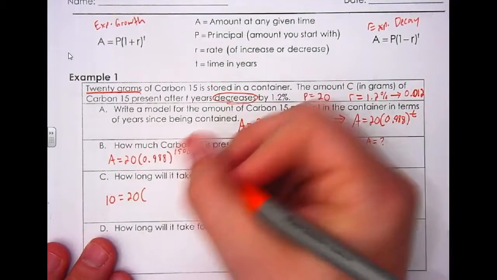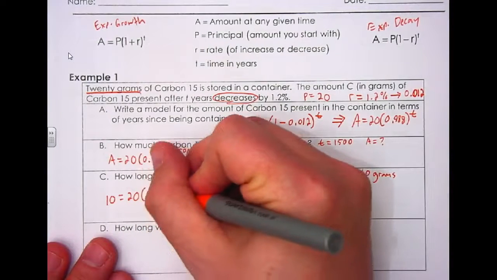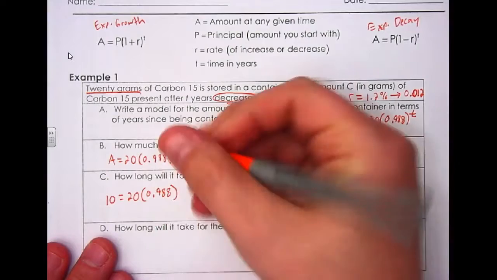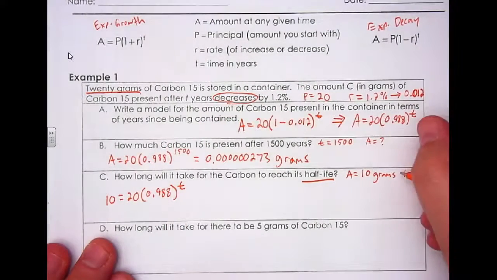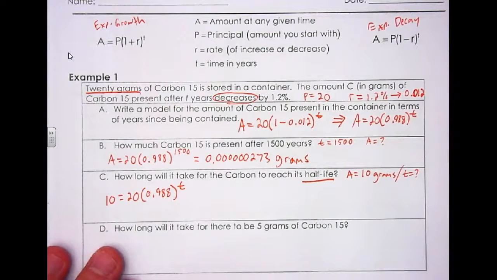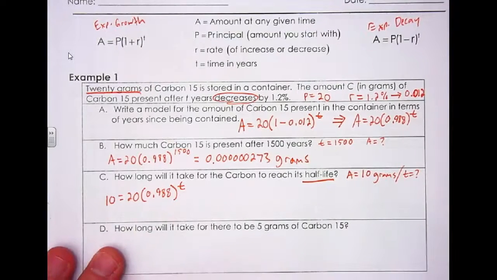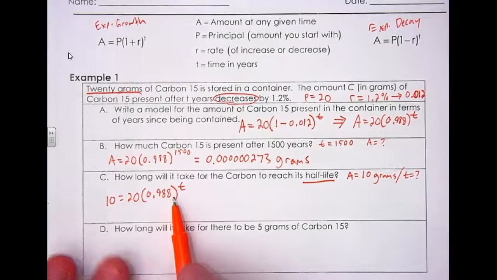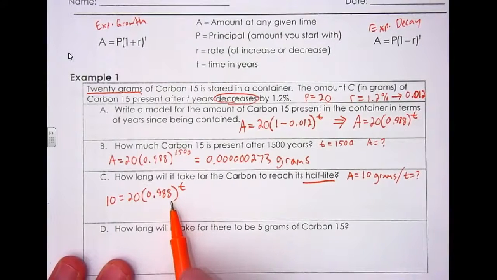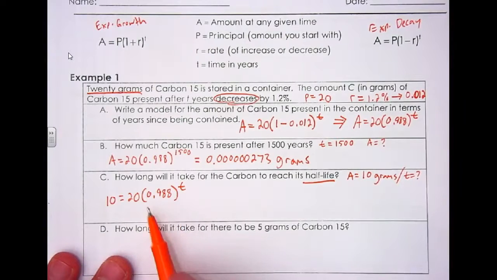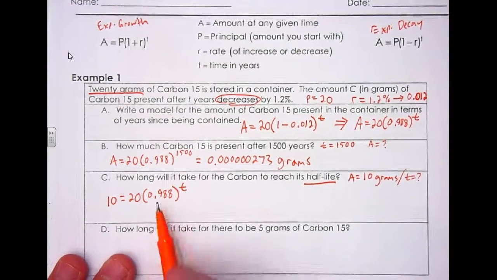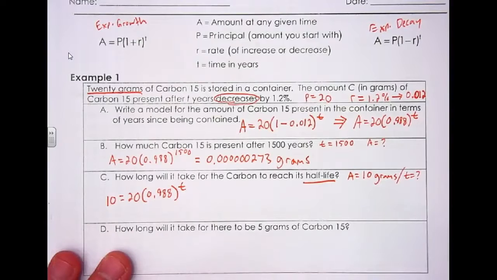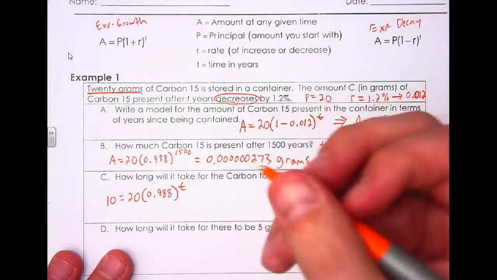And then we've got 20 as our principal times 0.988 raised to the, and this time the question is, how much time is it going to be? We don't know. We've got to figure this out. So you should say, well, how in the world do I do this? I've got this exponent thing, and oh, wait. Didn't we just learn how to solve for the exponent by using logarithms? Just like earlier this week, we did, didn't we?